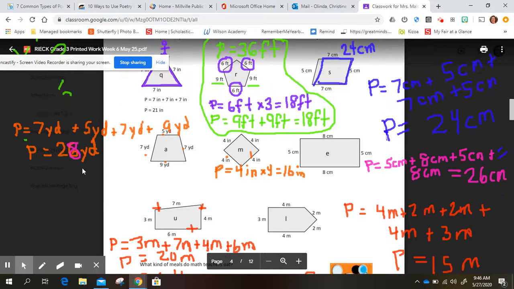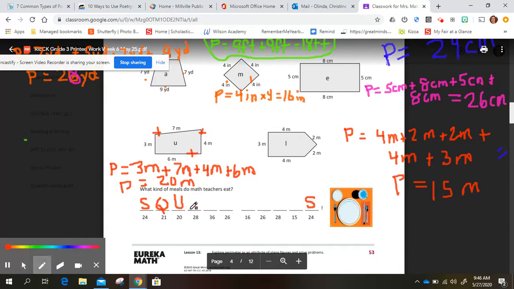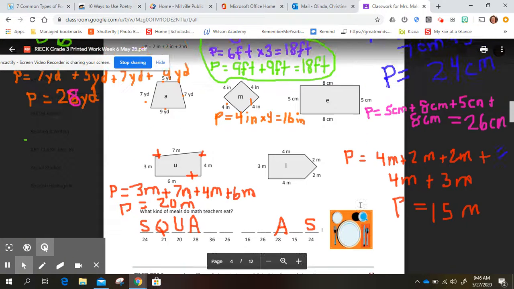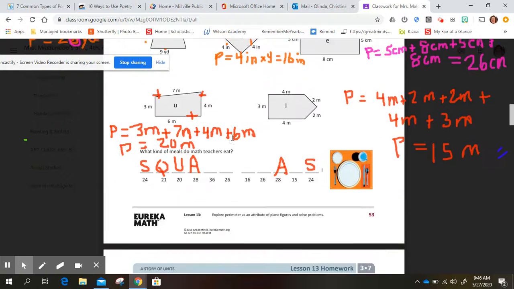and that's how I remember it. I messed up because I shouldn't have gotten 26. I needed a 28. So the answer is 28, and that letter was A. But I see another 28 over here, so I'm also going to write an A. The next number was 36. So I'm looking for an answer of 36. And I see that right here. The perimeter was 36, and that letter is R inside the shape.